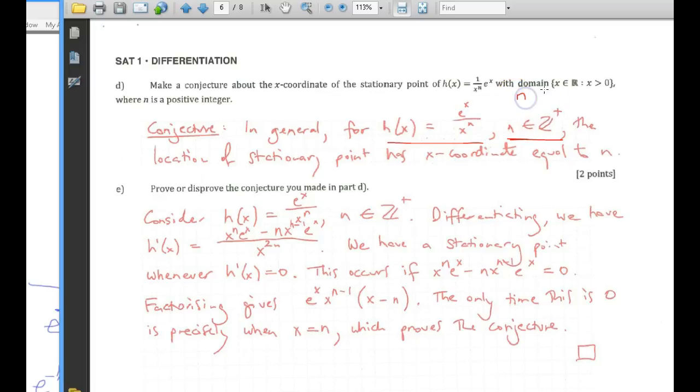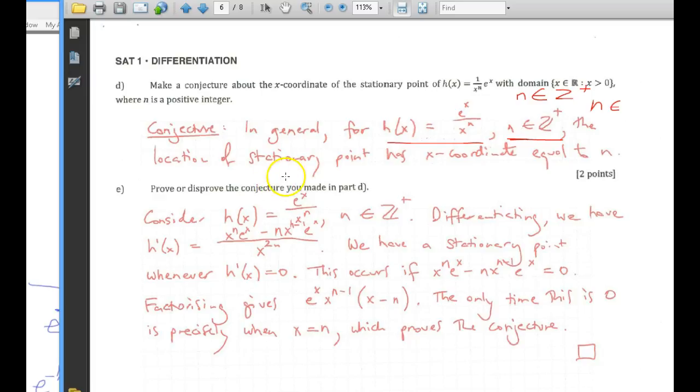So some people write n is an element, the z is the integers, positive integers. So that's not very easy to read. Or n is element of the real. Oh no, so it does have to be integers. So n does have to be a whole number. I hadn't noticed that myself.